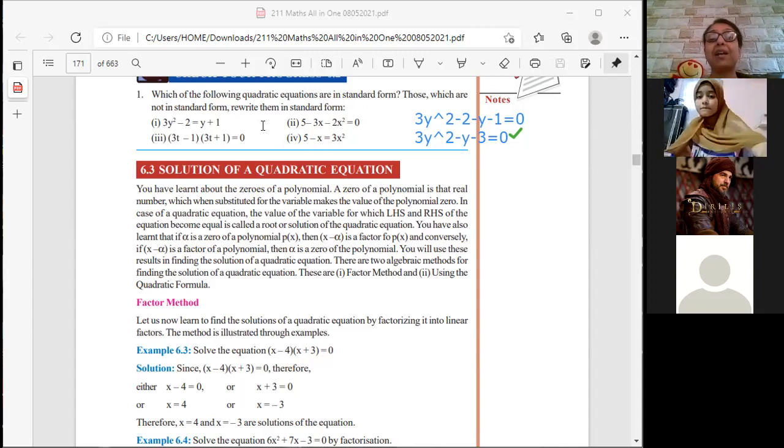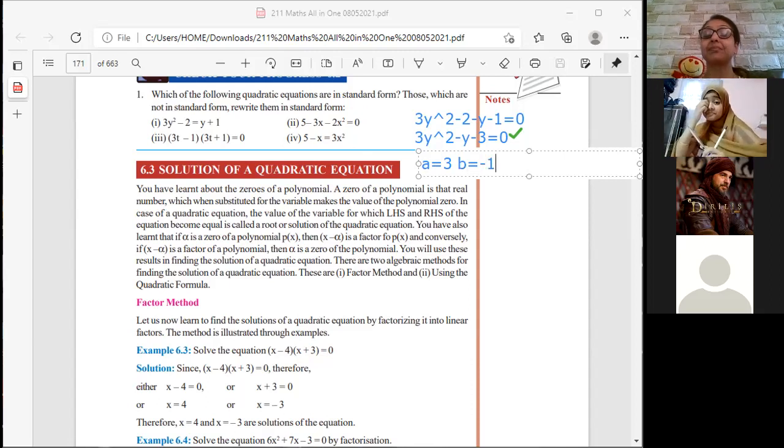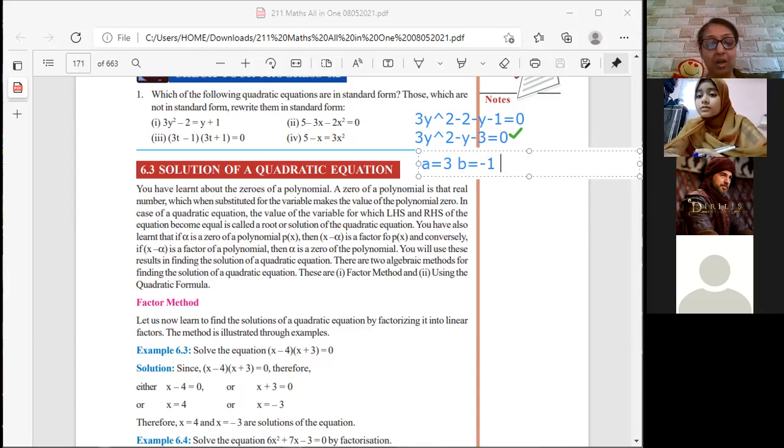Okay, now for example, if I try to find out a, b, and c of this particular quadratic equation, my a is equal to 3. Do you agree? Yes. My b is equal to minus 1. Do you agree? Which one are you talking about? B. Now I'm talking about b. My a is 3. My b is minus 1. Okay. And what is c? Can I say minus 3? Yeah, minus 3. Got it? So I have got a, b and c. And I've got the variable. My variable is y.